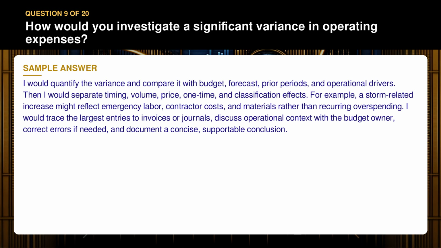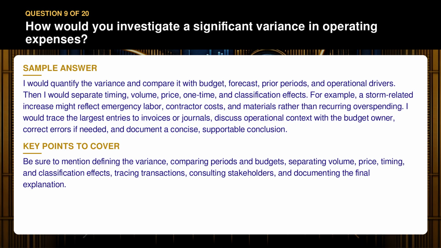I would trace the largest entries to invoices or journals, discuss operational context with the budget owner, correct errors if needed, and document a concise, supportable conclusion. Be sure to mention defining the variance, comparing periods and budgets, separating volume, price, timing, and classification effects, tracing transactions, consulting stakeholders, and documenting the final explanation.